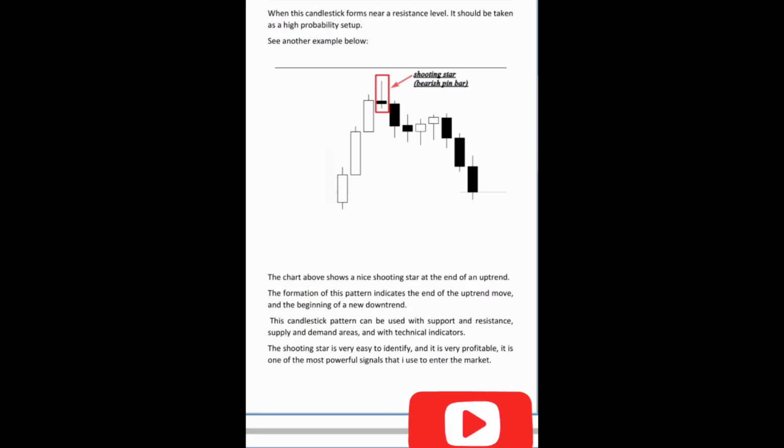When this candlestick forms near a resistance level, it should be taken as a high probability setup. See another example below. The chart above shows a nice shooting star at the end of an uptrend. The formation of this pattern indicates the end of the uptrend move and the beginning of a new downtrend. This candlestick pattern can be used with support and resistance, supply and demand areas, and with technical indicators.